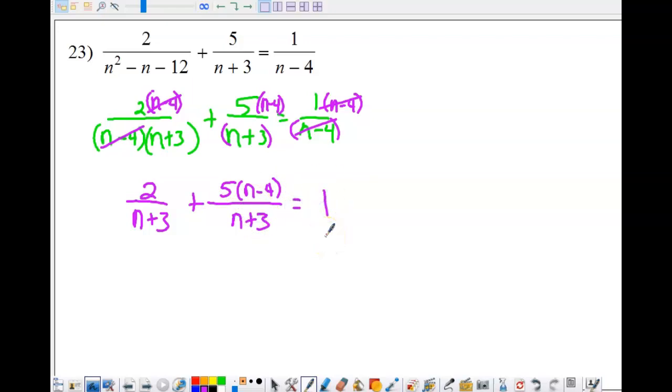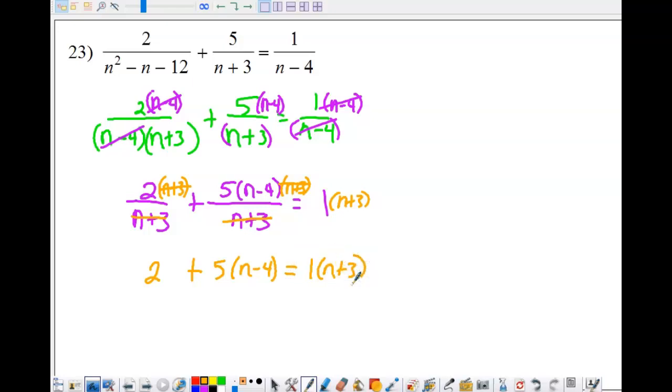Okay, now we're going to get rid of the n minus 3 by multiplying that. So, not n minus 3, n plus 3. Okay, so that goes away and that goes away. That goes away, that goes away. And so now I'm left here with just a 2. Here I'm left with the 5 times n minus 4. And here I'm left with 1 times n plus 3.